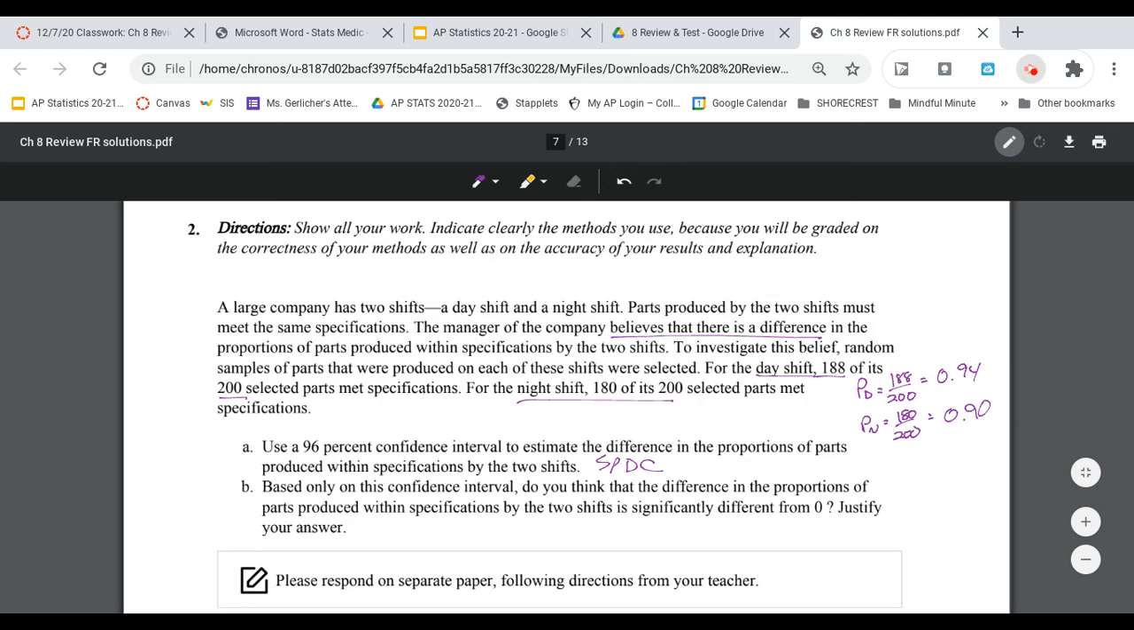Okay, on to number 2. This is a 2 sample situation. So I went ahead and found my P hats. They don't say construct and interpret, but they still want you to do SPDC. On a free response question, on my tests in this class, I will make it clear. I will actually say SPDC on there. On the real AP test, if they ask you to do a confidence interval in a free response question, you should do the whole thing. There's no way they're asking you to do it without asking for all the pieces of it.